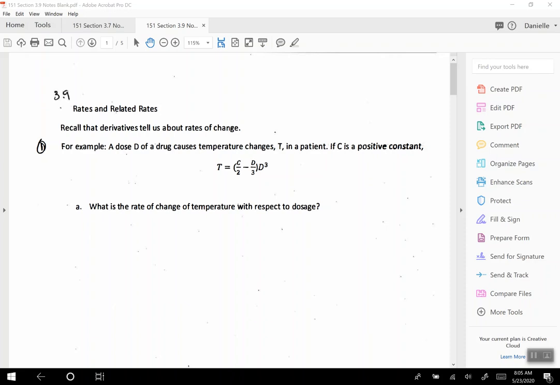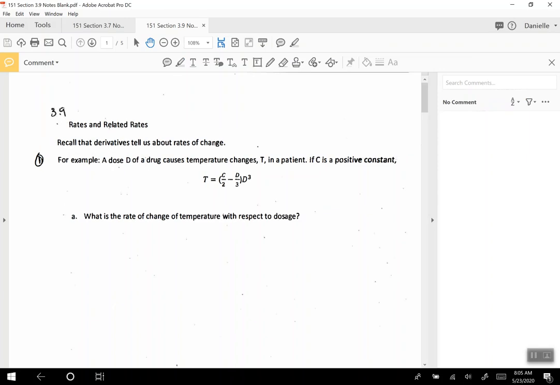Similar to what we looked at in section 3.7, I'm trying to find the rate of change of temperature. So the rate of change of temperature would be dT, and it says with respect to dosage. We should remember that what that really means is we have a dD at the bottom. So our goal is to try to find dT/dD.